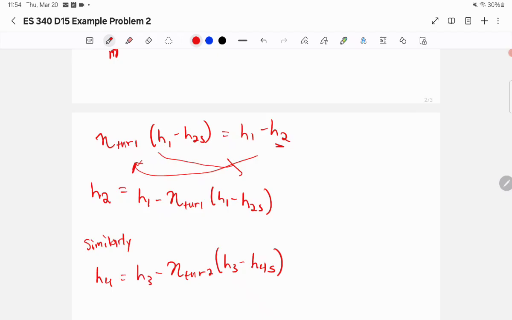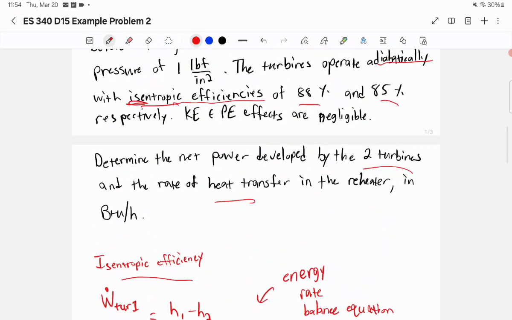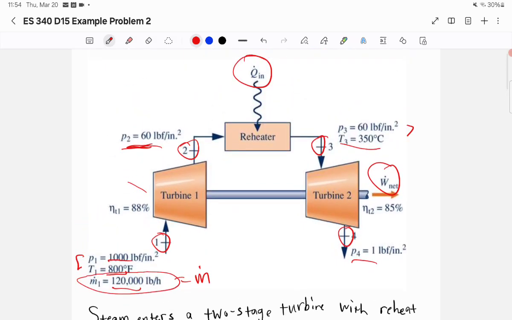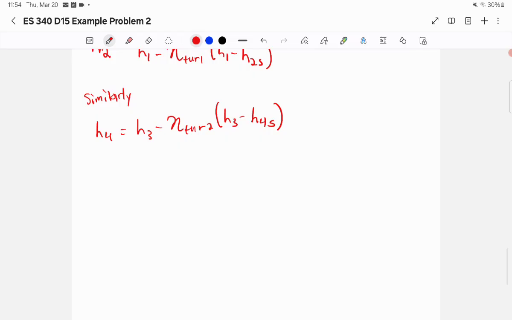Now, remember, isentropic, just hold this in your head. Isentropic means that the entropy stays the same across these processes. So across the turbines, it's isentropic. That's why we were given these isentropic efficiencies. Then what we need to do is go to the tables and find the states as given.